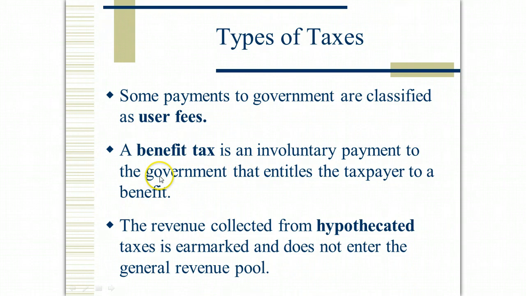So for example, the student contribution, there used to be service charges for waste collection, etc. That if you paid this particular charge, you're entitled to a particular service. If you pay the student contribution, you're entitled to third level education. There's also revenue collected from what are called hypothecated taxes. And this is earmarked and does not enter the general revenue pool. And we have some hypothecated taxes in Ireland.